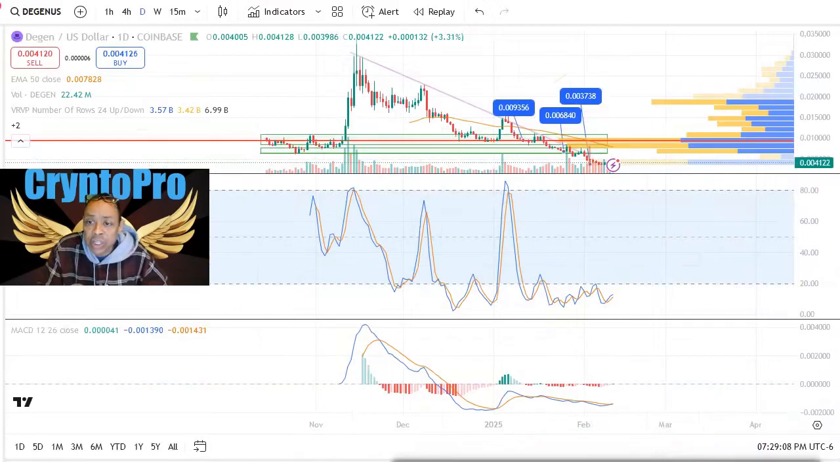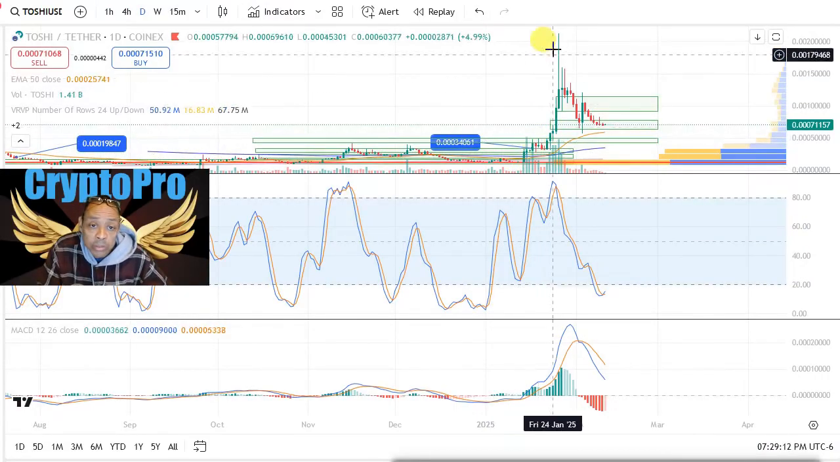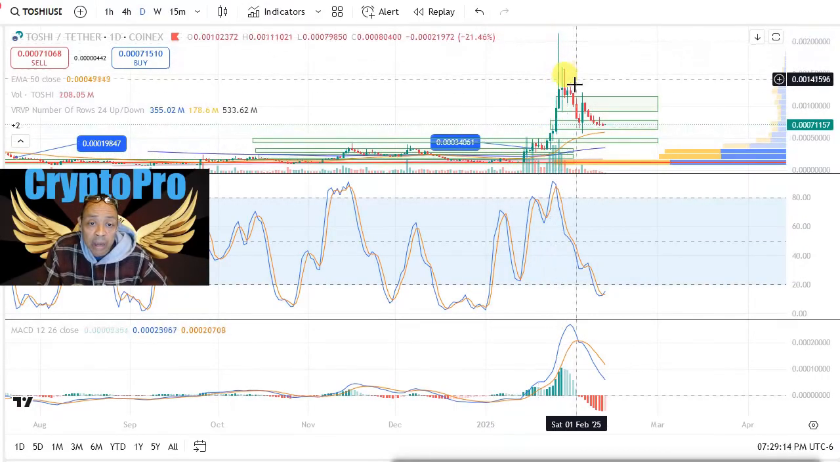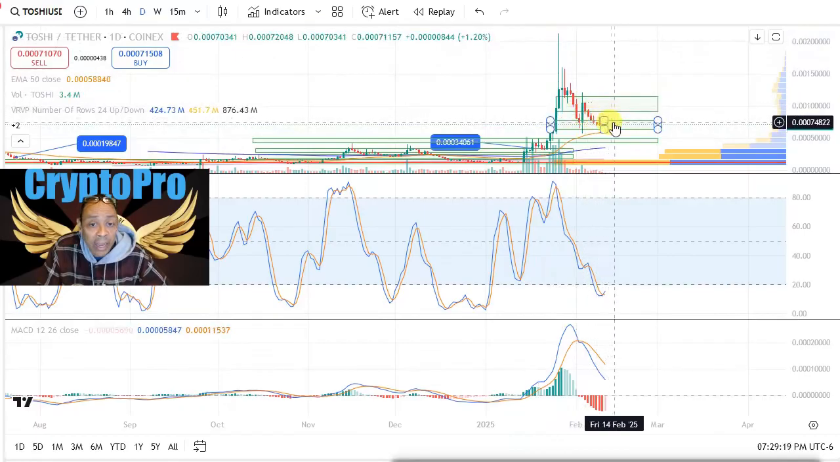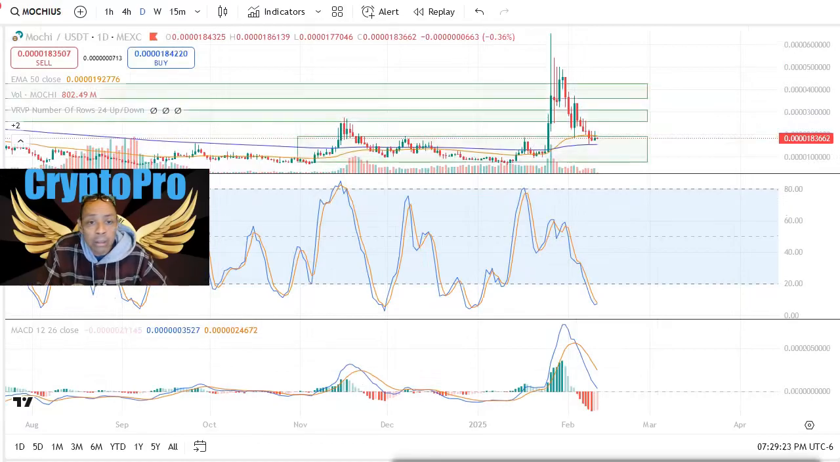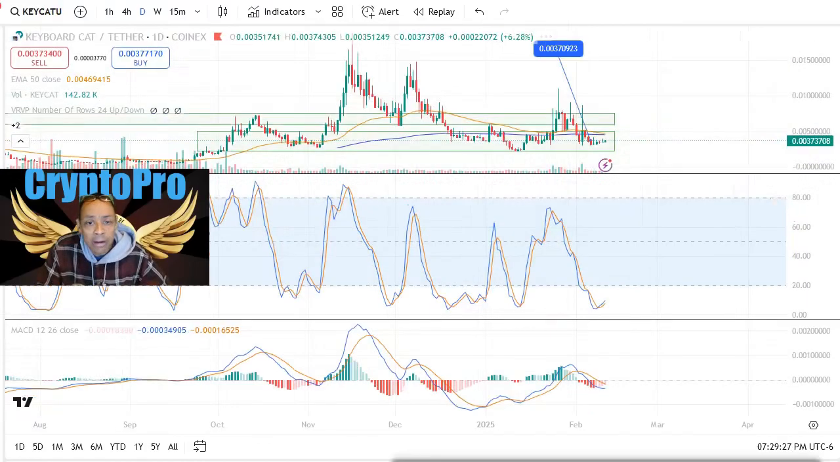I'm sitting here on base chain waiting for Toshi to do something. Same chart. Pumps to the moon, and now it's coming down. It bounces on the table. It comes back down, and now it's flatlining out on this little ledge, just sitting there. How about Moki? Same chart. Isn't that amazing? How about KeyCat? Same chart, just a smaller pump.